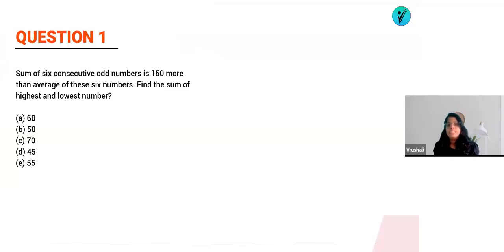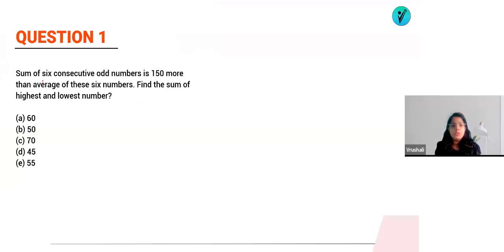So let's start. Here is your question number 1. Let's solve it. What are they saying? The sum of 6 consecutive odd numbers is 150 more than the average of these 6 numbers. Find the sum of the highest and lowest number.